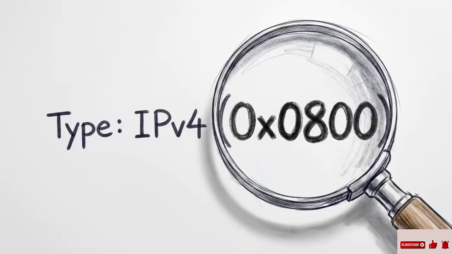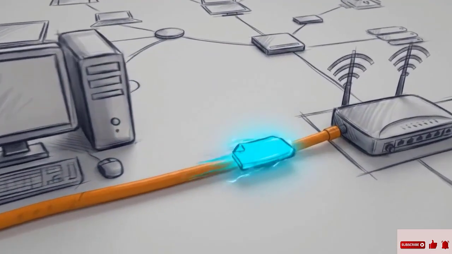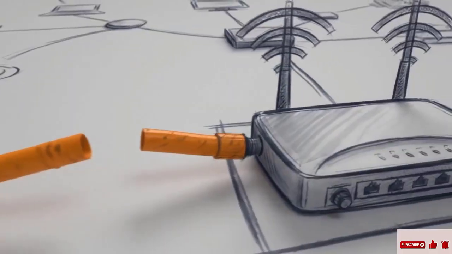Check the frame type field. The hexadecimal value 0x0800 confirms that this specific Ethernet frame is carrying IPv4 data. This packet is now fully addressed and perfectly prepared for a direct neighbor-to-neighbor jump across your local network segment.